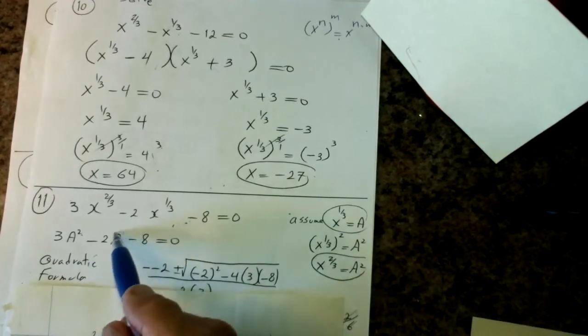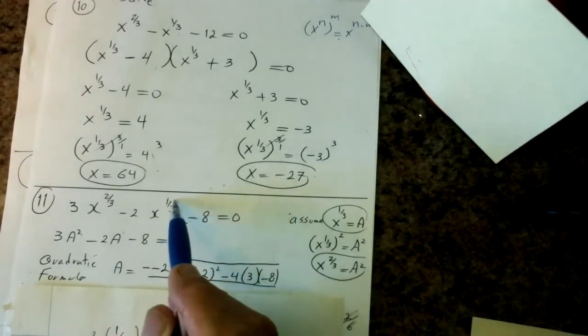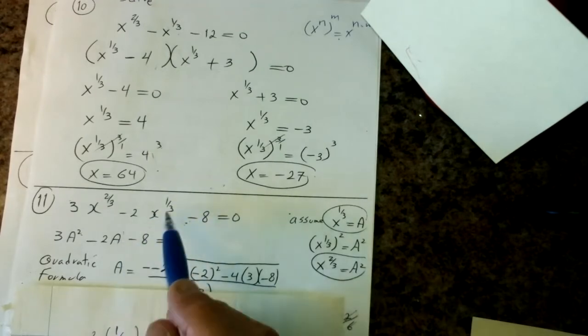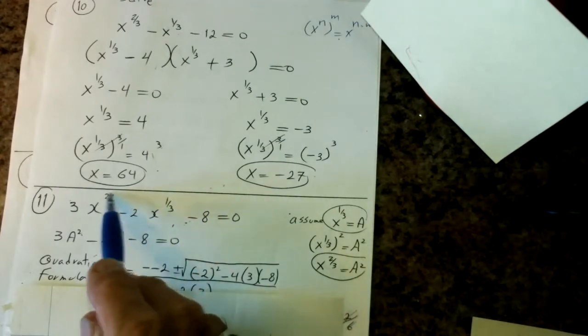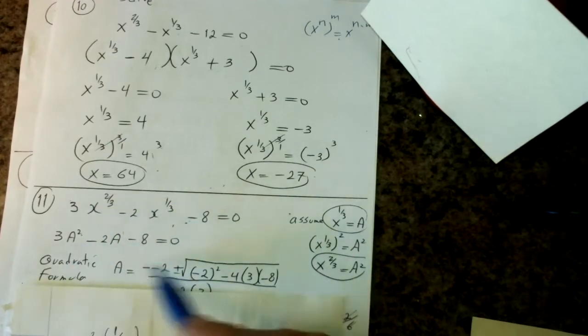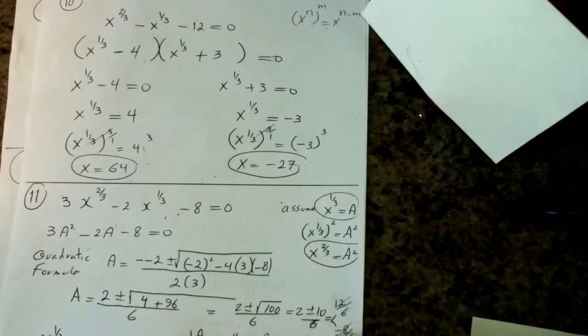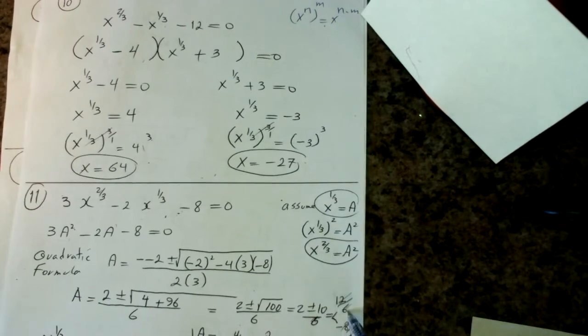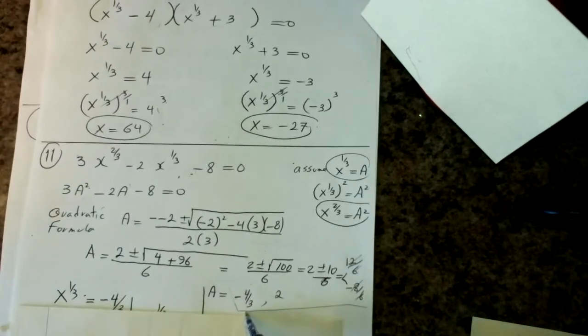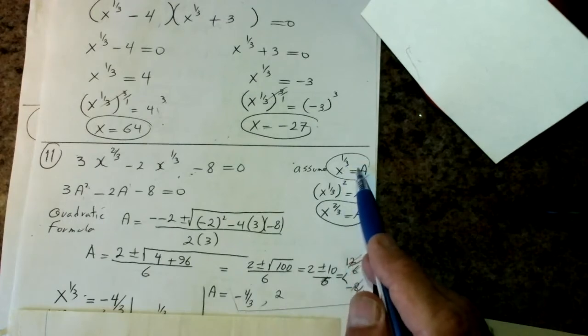So A, what is A? A is the middle term, right? So instead of this, I put A. And you understand this is the double, so this is A2. So you solve the problem first to find your A. A is what? A is -4/3, 2. What was the A? A was x to power of 1/3.